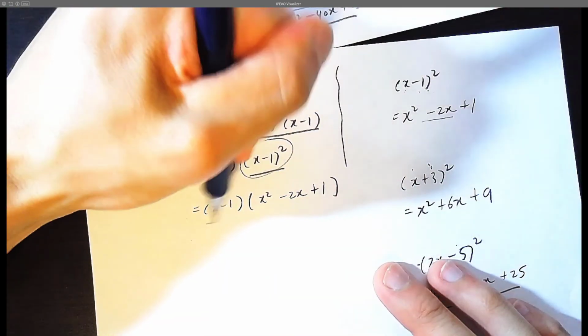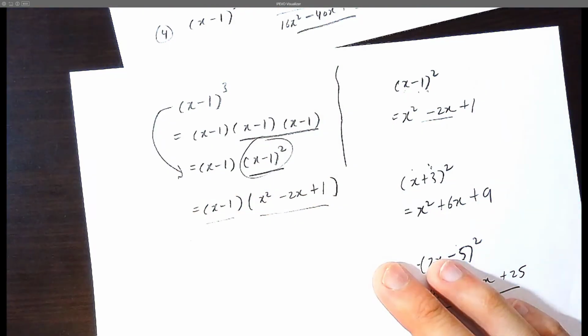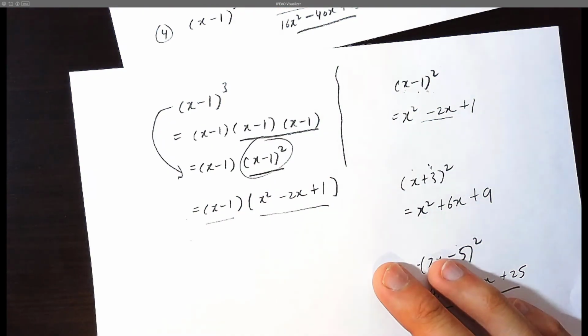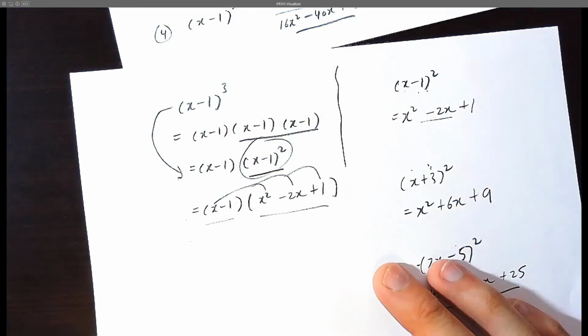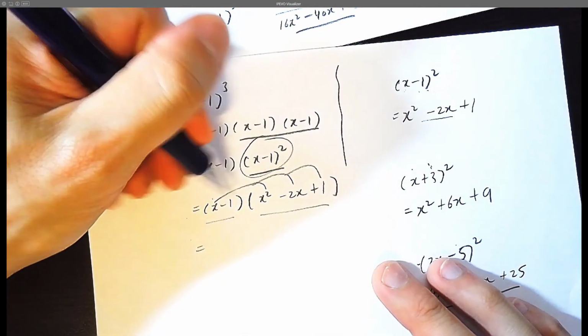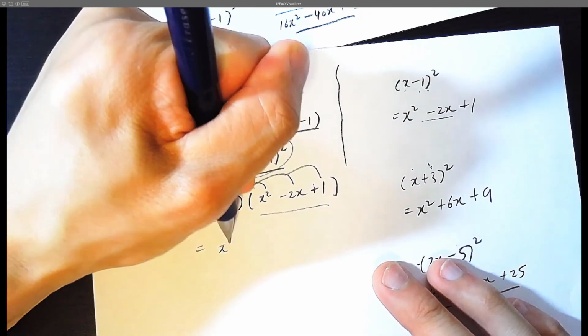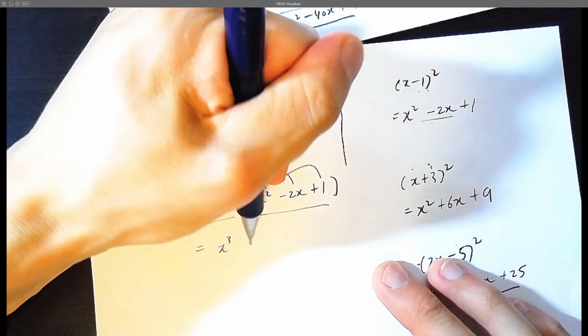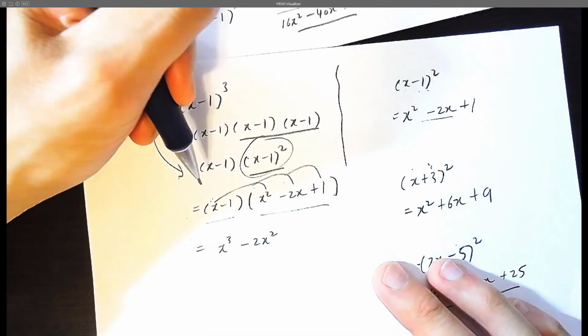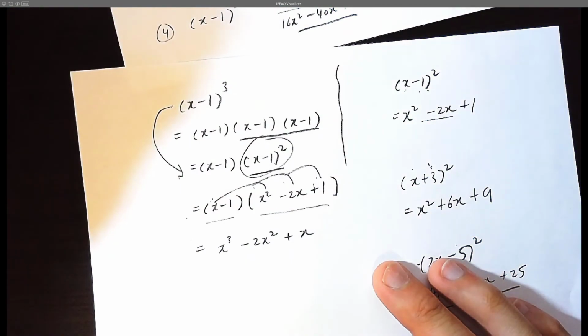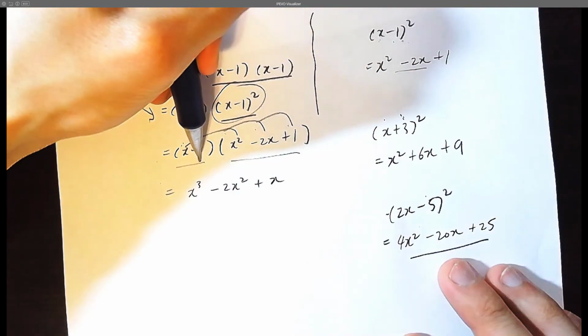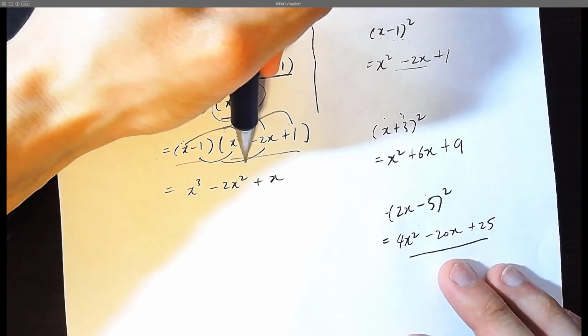We have a binomial multiplied by a trinomial. And we can do this very patiently. We're going to carefully feed a dog, cat, and bird. This is you. X times x squared is x cubed. X times negative 2x is negative 2x squared. X times 1 is positive x. And now this is your brother or sister feeding the cat, the dog, cat, and bird also.